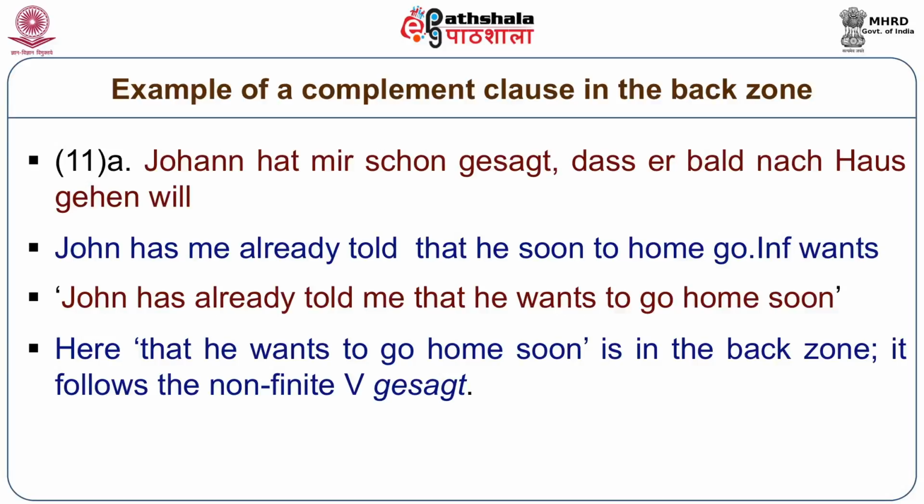Here what is happening is the element "soon" is being moved from the focal zone to the topical zone. That movement is the second kind of scrambling. The first kind of scrambling is interchanging two positions within the focal zone. The second kind of scrambling is moving something out of the focal zone into the topical zone.